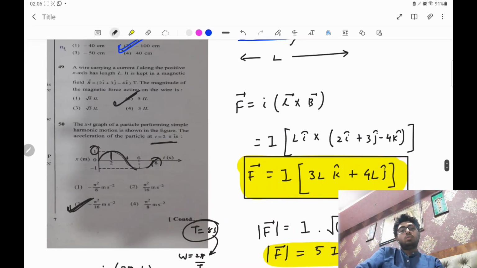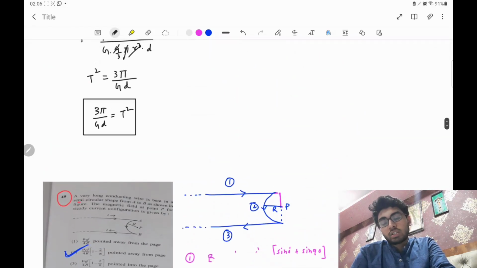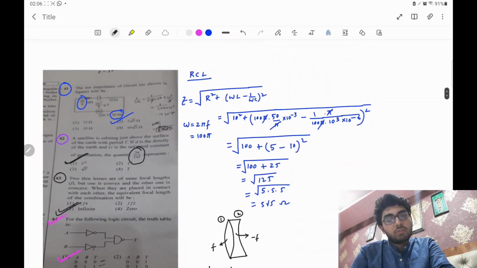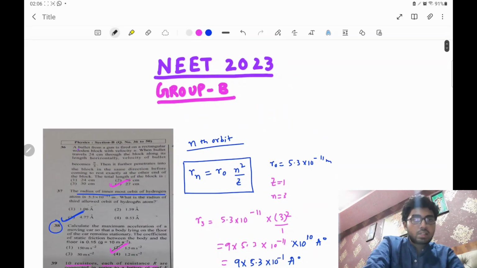Okay, so these were all the questions of Section B physics in NEET 2023, which I discussed. That's all. Now I'll be solving the rest of the questions of Group A in my next video.